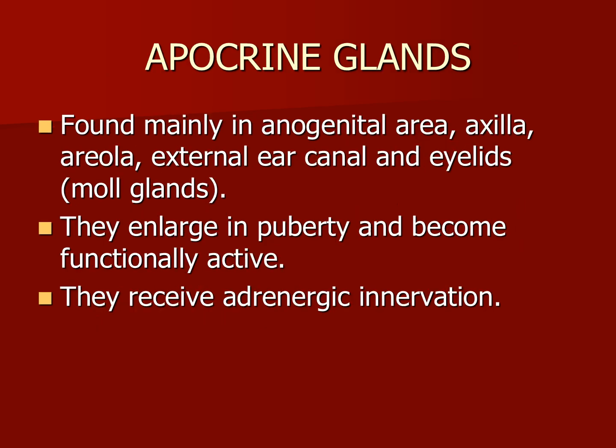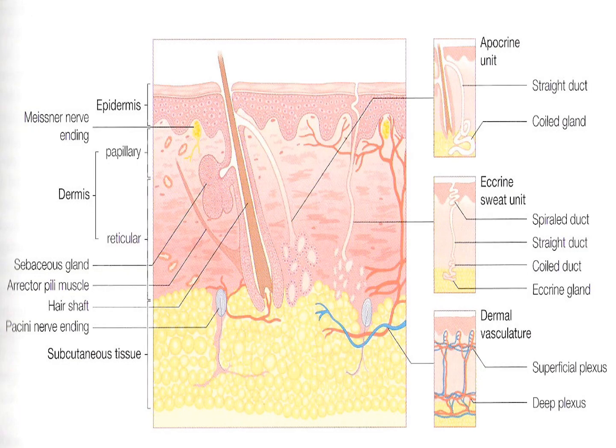Apocrine glands are found mainly in the anogenital area, axilla, areola, external ear canal, and produce electrolytes. They enlarge in puberty and become functionally active. They receive adrenergic innervation.